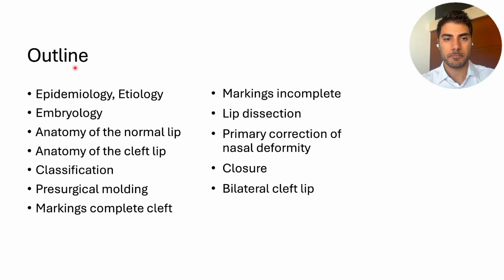All right. So this is the outline. First, I'll be talking about the epidemiology, the etiology, then the embryology, the anatomy of the normal lip versus the anatomy of a cleft lip. I will classify the cleft lips, the pre-surgical molding, markings of the complete cleft lip. So first we'll start with the marking methods of the complete, then how to mark an incomplete cleft lip for the surgery, for the correction. Then we'll go into the lip dissection, the primary correction of the nasal deformity, closure, and bilateral cleft lip repair.